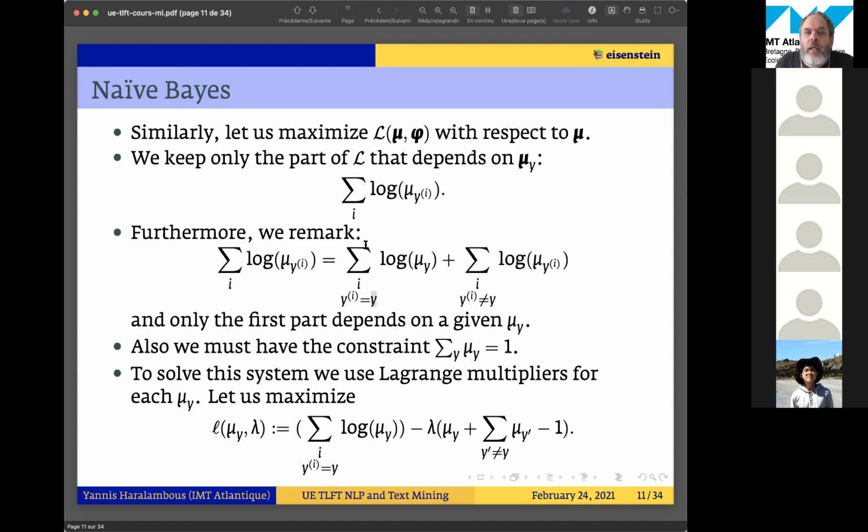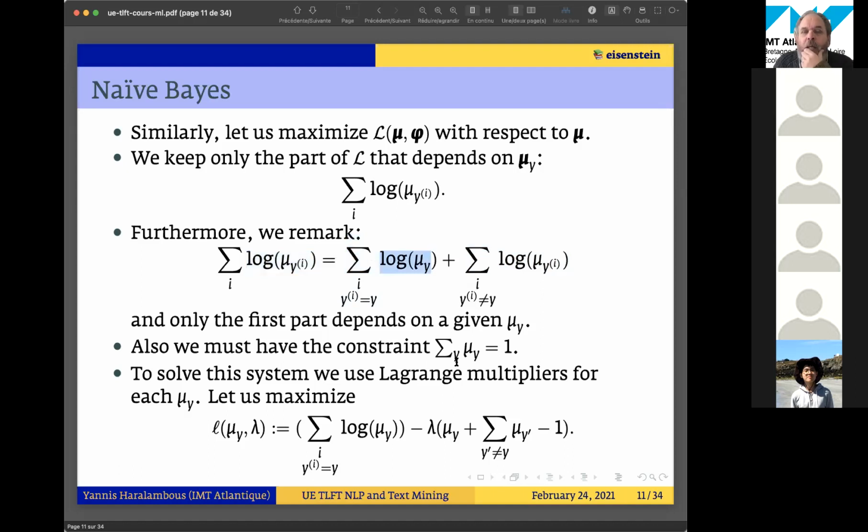Okay. So again, I'm splitting the sum into two parts. And this allows me to keep here mu y for a given class. Okay. So you see the trick is to say this depends on a given document. What I'm interested in is mu for a given class. How can I obtain the class out of this? Well, I take the documents that are in that class and then the documents that are not in the class. And when deriving, this part will disappear and I will keep only this part.